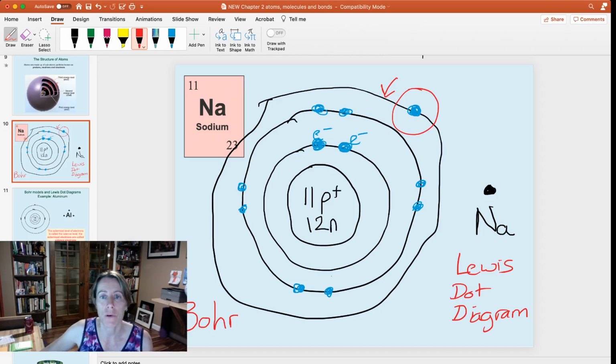All right, so I'm going to pause this video here for a few minutes, and I'd like you to draw both a Bohr model with all the rings, and a Lewis dot diagram for aluminum.